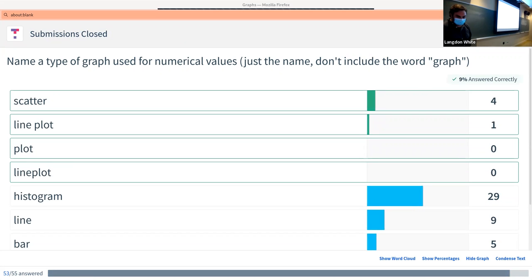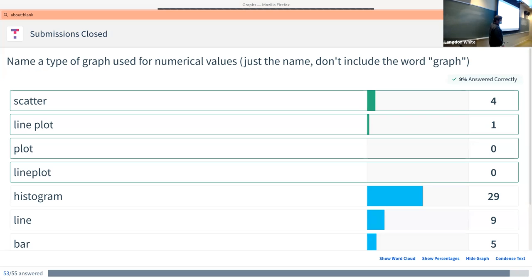All right, so, okay. These are the correct answers. I would have taken a line if I thought to type it in. It just didn't occur to me as a correct answer. I don't know why. I think it's because I was staring at a thing that said plot.